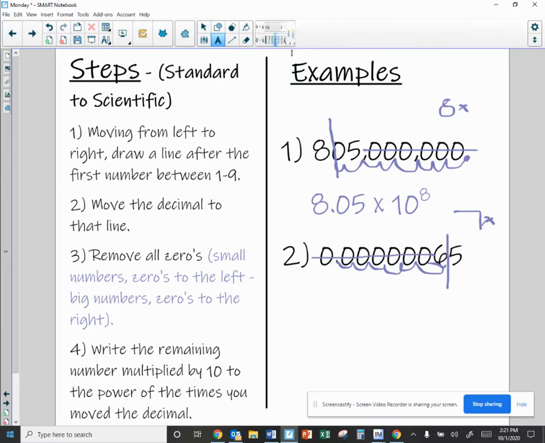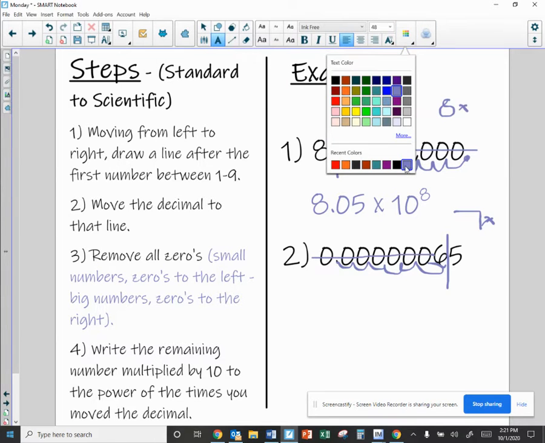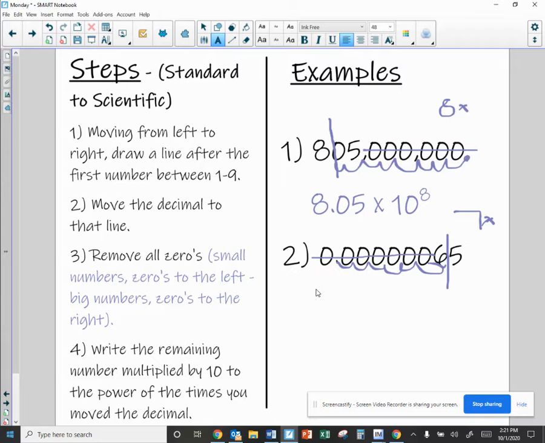And now my last step is to go ahead and write my remaining number. So the number I have now is 6.5 times 10 to the times that I moved my decimal, which is 7. But this is a small number. And remember from our notes, if it's a small number, it's a negative 7. Change that to exponents. So if it's a really big number, you have a positive exponent. If you have a small number, it is a negative exponent.